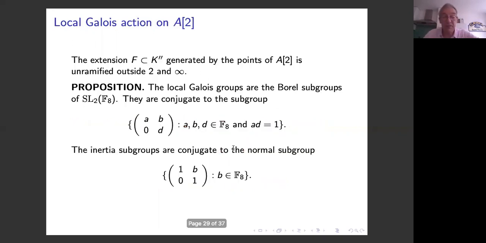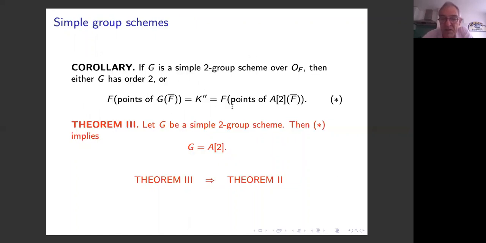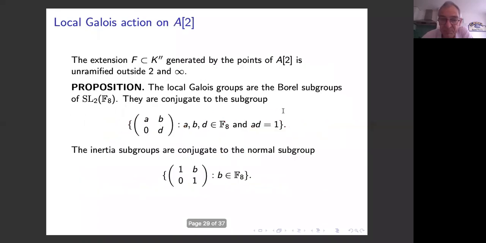Okay, let me briefly say how you prove that, because I do not have that much time anymore. So let's study a little bit this extension. So we have this SL2(F8) extension. We know this extension is only ramified at 2 and infinity, and it is unramified everywhere else. So the local Galois groups are all unramified except for the two primes over 2. And I claim that the local Galois groups are actually Borel subgroups. So they are upper triangular groups of order 7 times 8, of order 56. And their inertia subgroups are of this form, they are of order 8.